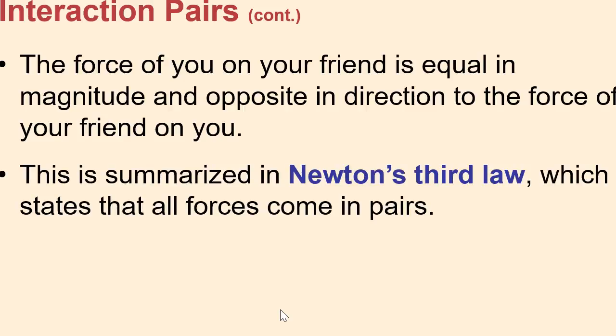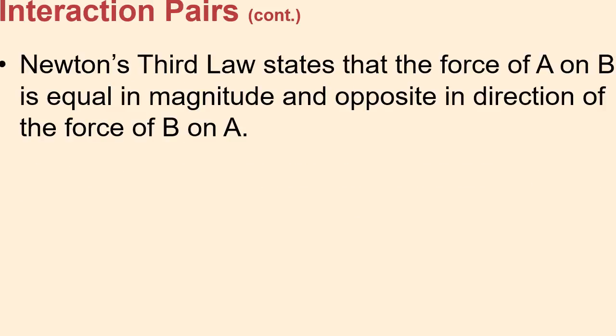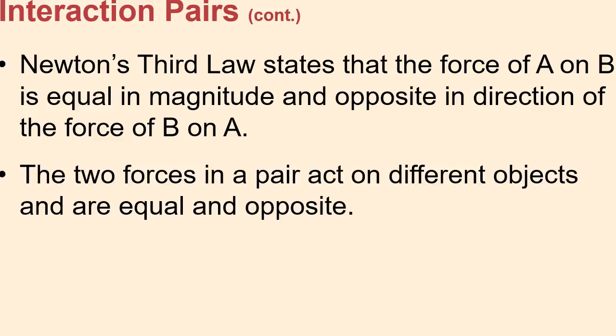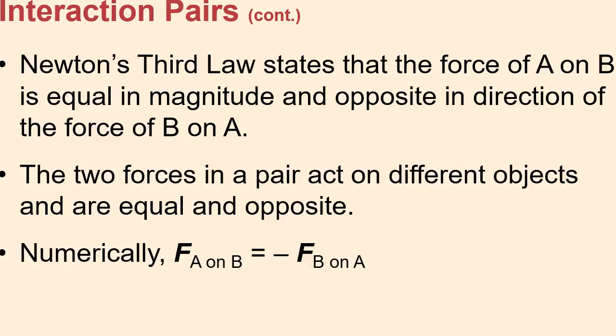So we can summarize Newton's third law, which states that all forces come in pairs. Newton's third law says that the force of A on B is equal in magnitude, opposite in direction to the force of B on A. The two forces in the pair are acting on different objects and are equal and opposite. If you want to look at it numerically, you would have F of A on B is negative F of B on A, so the forces are opposite. Remember, the negative sign simply means the vector is in the opposite direction.